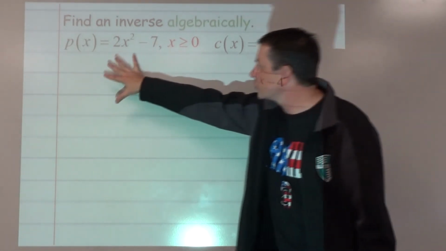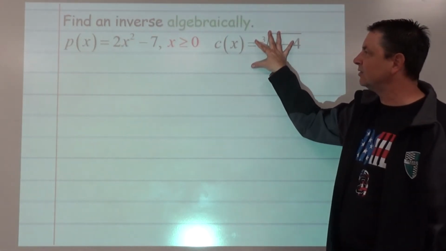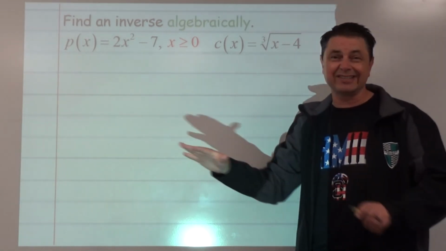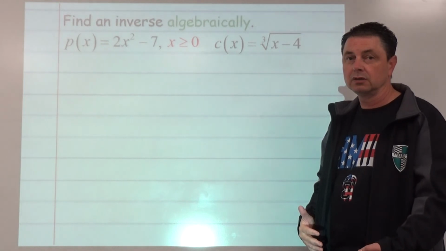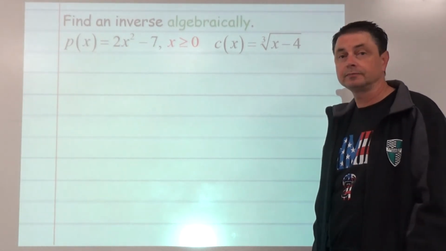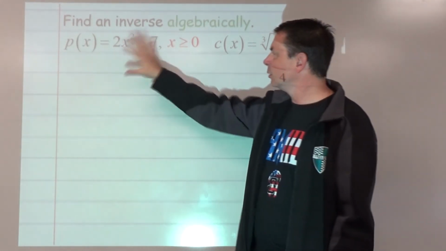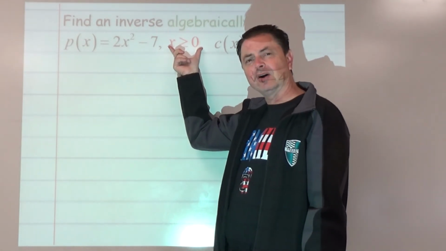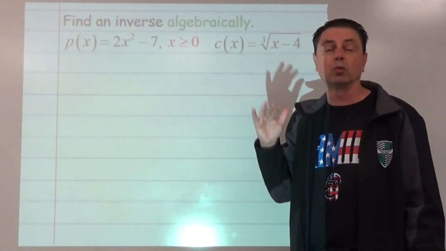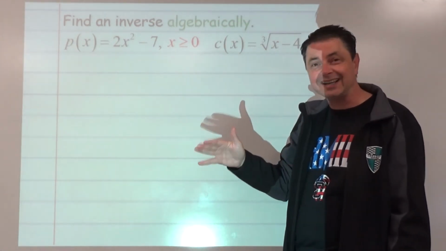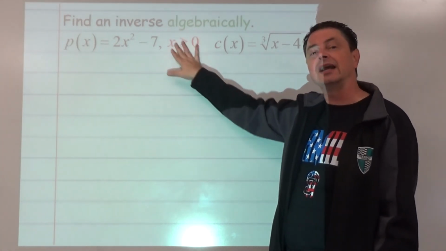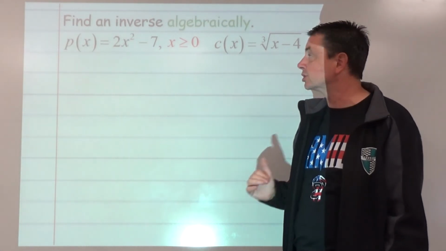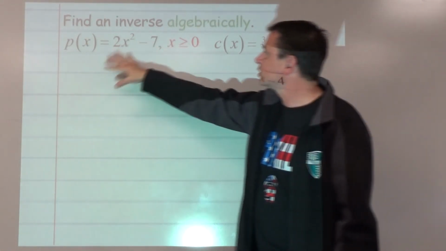All right, a couple more to try. We've got a p of x, we've got a c of x. If you want to, you can pause it here, work through them, see how it goes, or we can just roll through together. p of x is a little bit interesting. It does say something about x. We're not going to worry about that quite yet. In a future lesson, though, we're going to discuss why this has to happen here. It's called a domain restriction. Well, let's focus on our process.